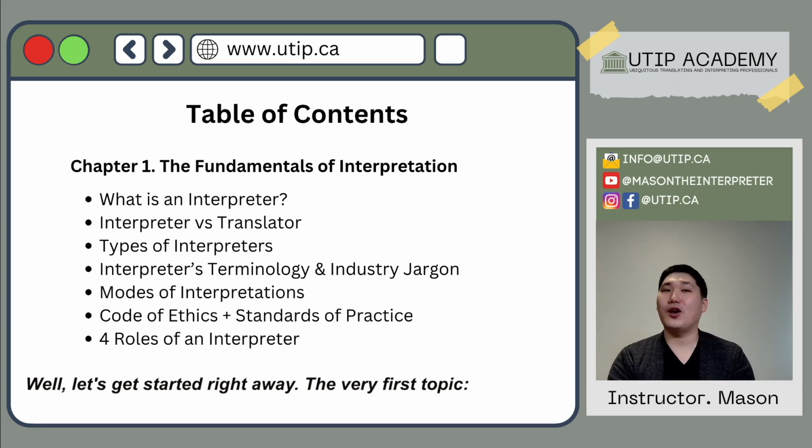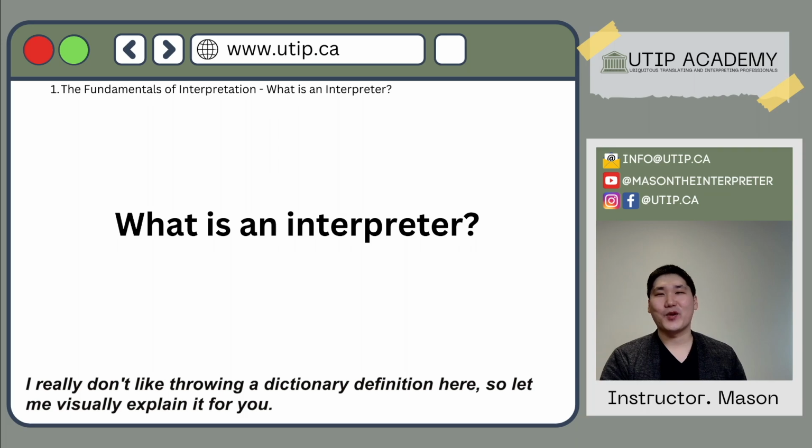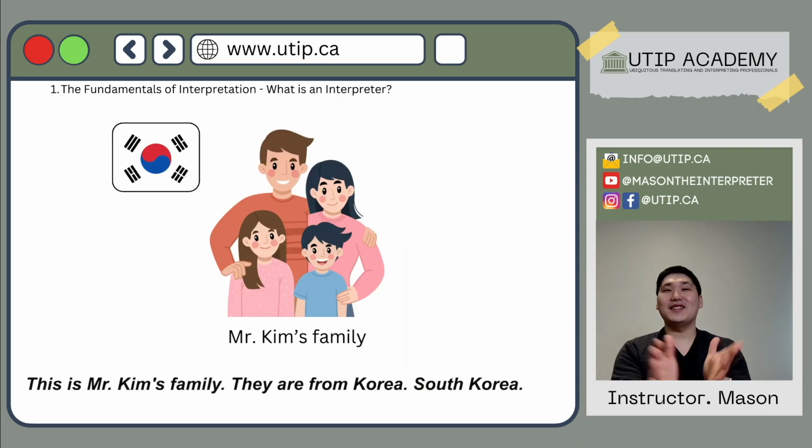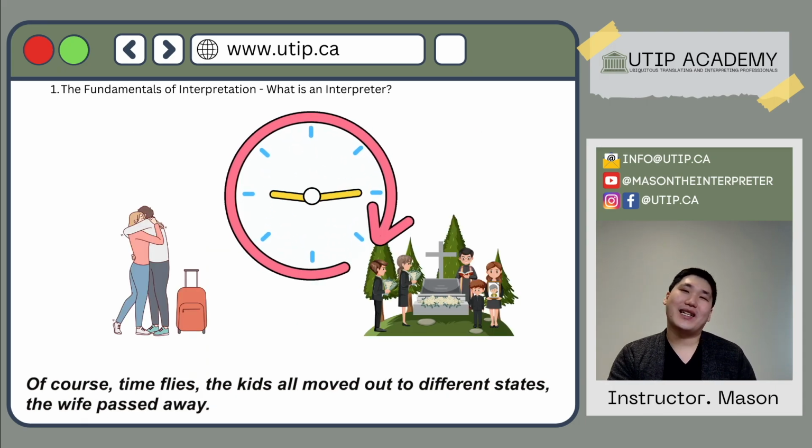The very first topic. What is an interpreter? I really don't like throwing a dictionary definition here, so let me visually explain it for you. This is Mr. Kim's family. They're from Korea, South Korea. And they moved to the United States of America when the kids were young, and his family lived an immigrant's life in the US.